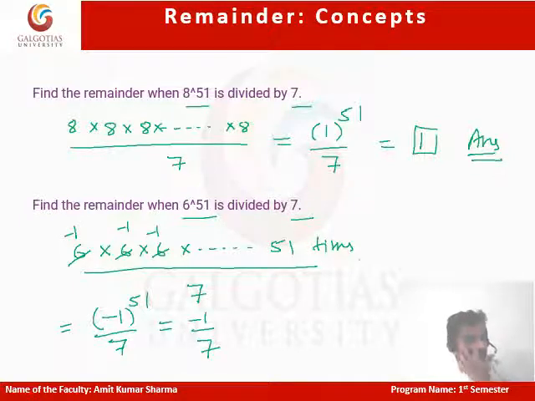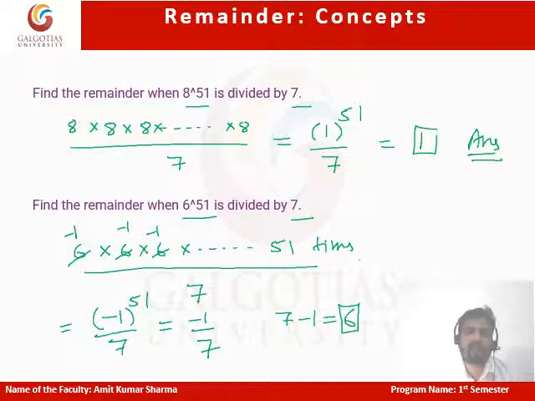So minus 1 means in the numerator there is a shortage of 1. Minus 1 means the remainder is what? 7 minus 1, and it is 6. Final answer is 6. Whenever we get a negative remainder, then subtract it from the denominator to get the actual remainder. So what is the final answer here? Final answer is 6 over here.